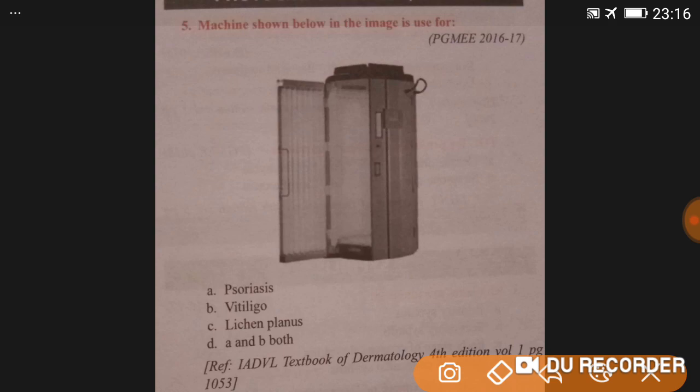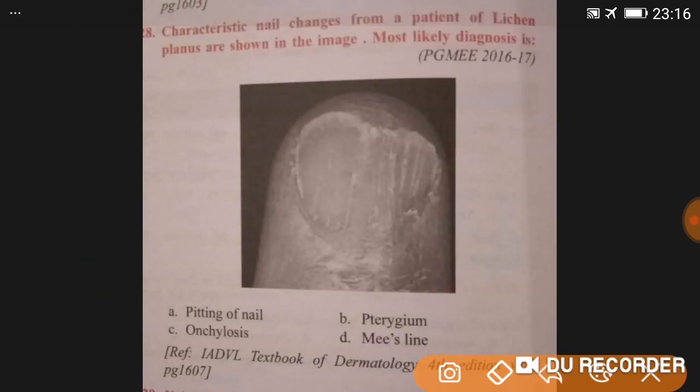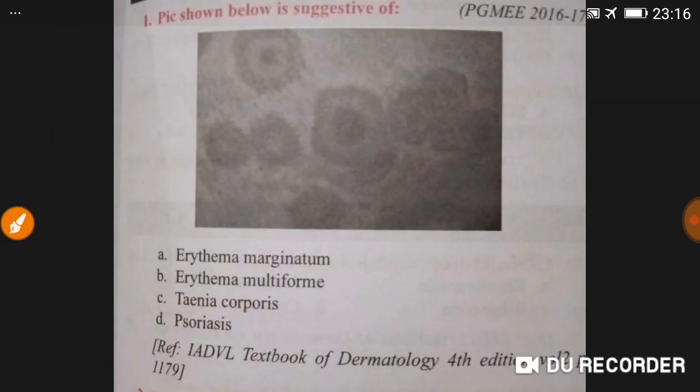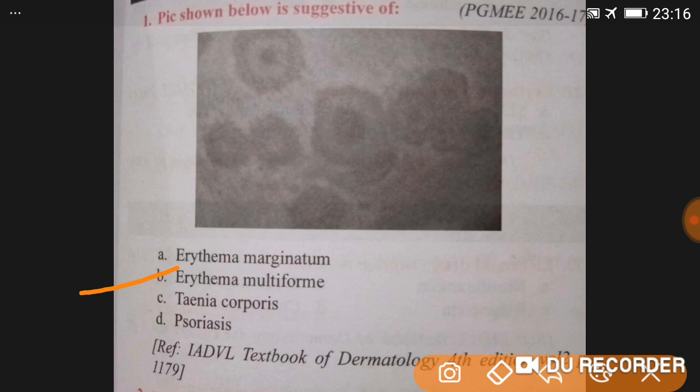Now, machine shown below in the image is used for psoriasis and vitiligo, both A and B. Now, characteristic nail changes from a patient with lichen planus are shown in the image. Most likely diagnosis here is pterygium. Okay. Now, picture shown is suggestive of erythema multiforme. This one we can say erythema multiforme.